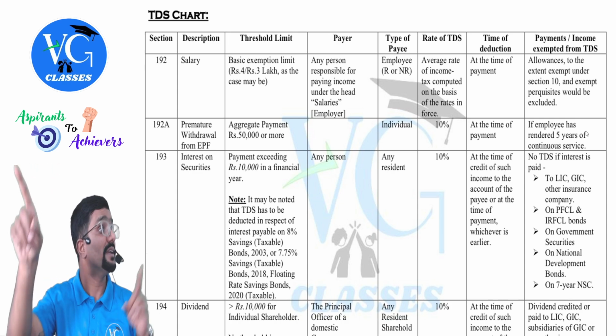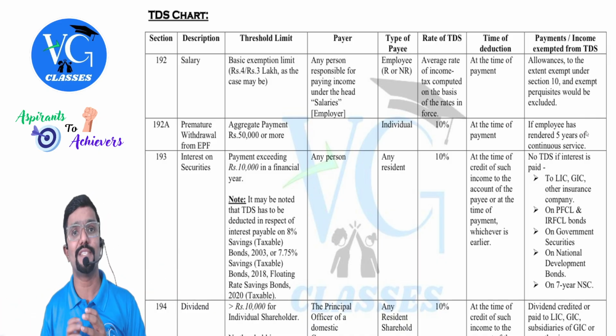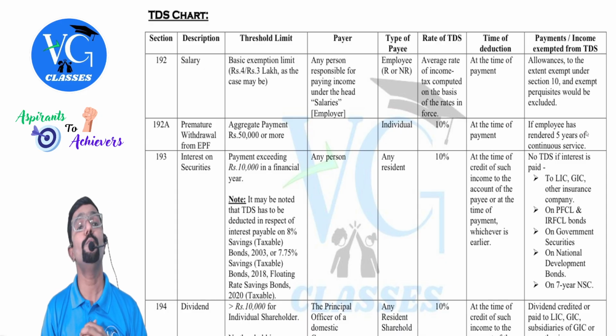Who should make this arrangement? The employer. If the employer has not made this arrangement, then the employer's contribution to provident fund will not be allowed as expenses under the head PGBP. Hope you remember this point as per section 40.